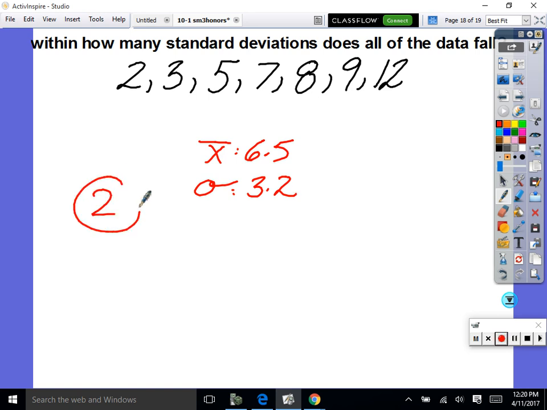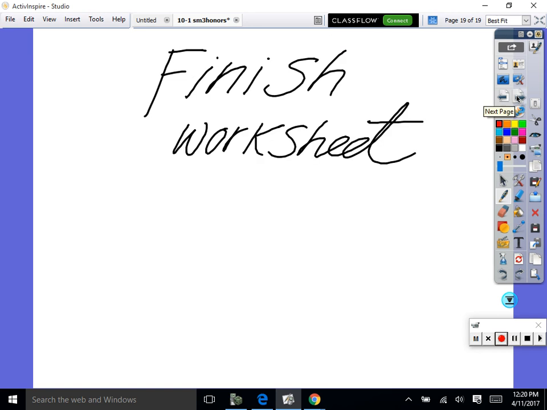So these ones are all really close. So it makes sense, right? If it went further out, let's say it took 5 standard deviations, you have some values that are clear out there. There may be outliers, right? Think about it. Okay, finish the worksheet.